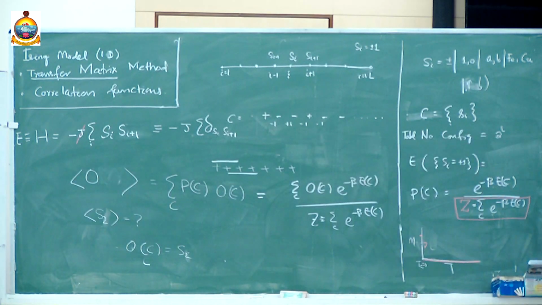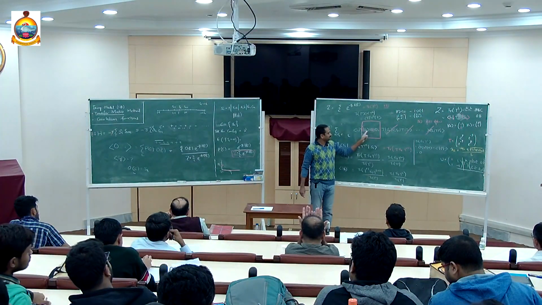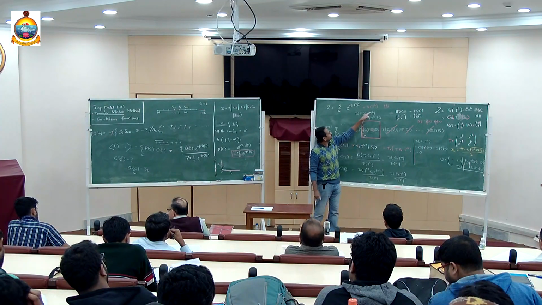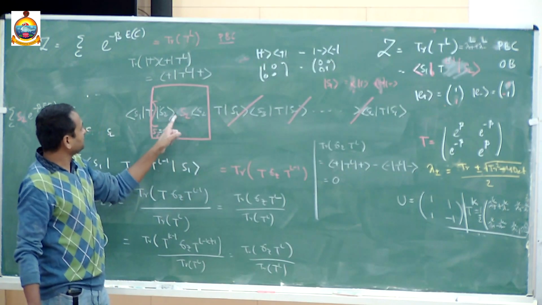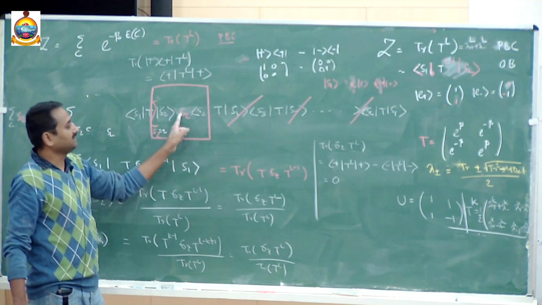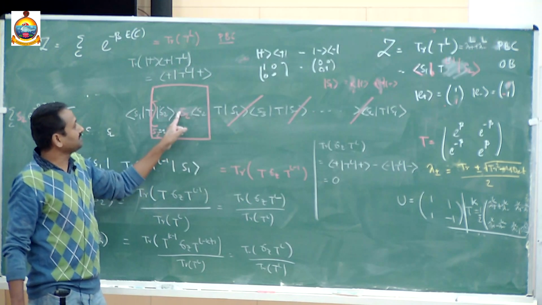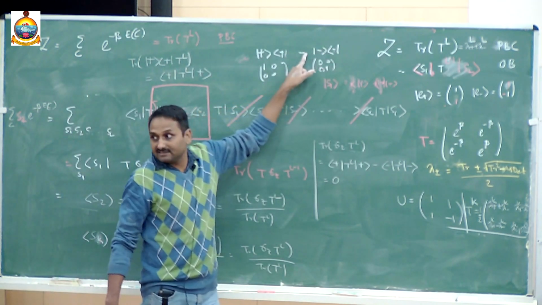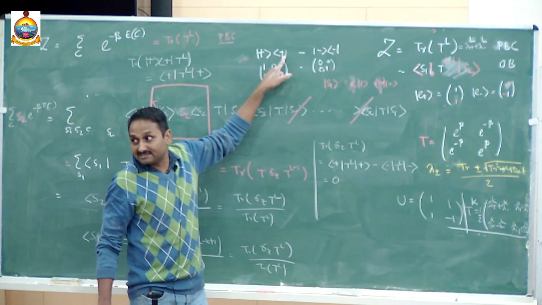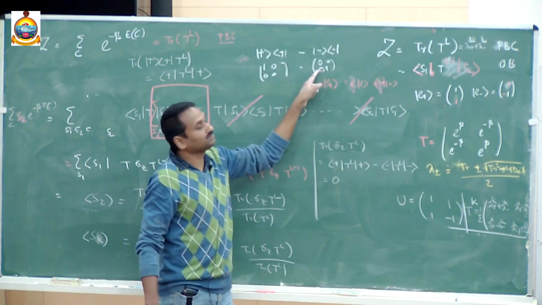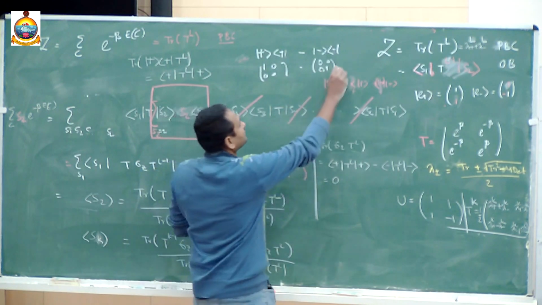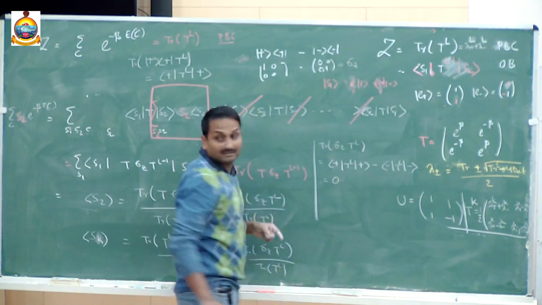Why did I put sigma z? Because all I want is the expectation value of S2, so I put S2 here, summation over S2. That is just plus plus, because if you put S2 equal to plus, this is plus plus plus with a plus sign, and minus minus with a minus sign. These vectors I multiplied once. This vector is just 1 0, this vector is 0 1. So this is 1 minus 1, which is sigma z.